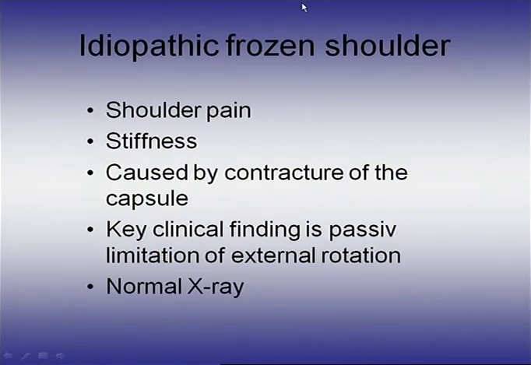It's a condition without any trauma or known disease behind the frozen shoulder. The patients get shoulder pain and stiffness. It is caused by contracture of the capsule. The patients have a marked decrease of range of motion, and the key clinical finding is passive limitation of external rotation. The X-ray is normal.